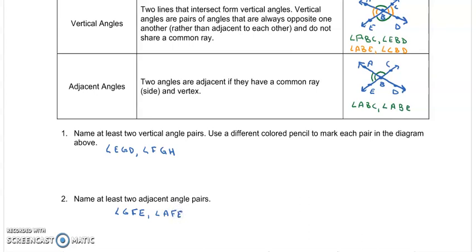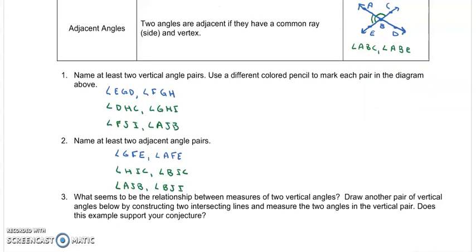All right, I want you to try one more pair for number 1 and number 2 for vertical and then adjacent angles. Hit pause now and give it a try. All right, so I provided a couple more examples of vertical angles and adjacent angles. Did you choose one of those or do you have a different one? There's lots of ones to choose from.